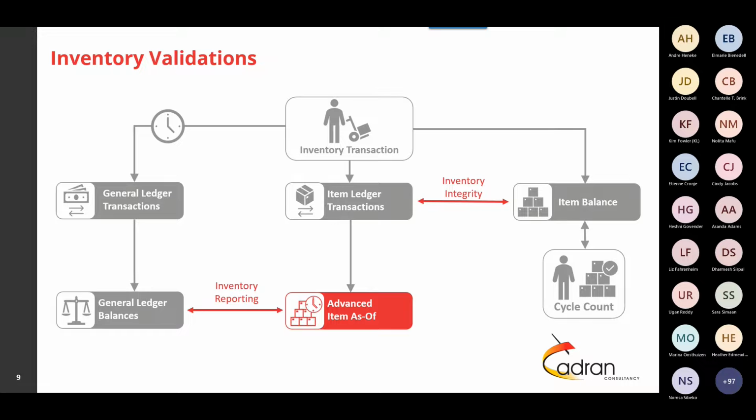Also, since we check the item balance to physically check your inventory, we also need to make sure the item balance matches with the total of your item ledger transactions. So we created inventory integrity as well. And on transaction level, we also have inventory reconciliation, where we compare general ledger with item ledger to find incorrect transactions and correct them, so we can fix the problems.